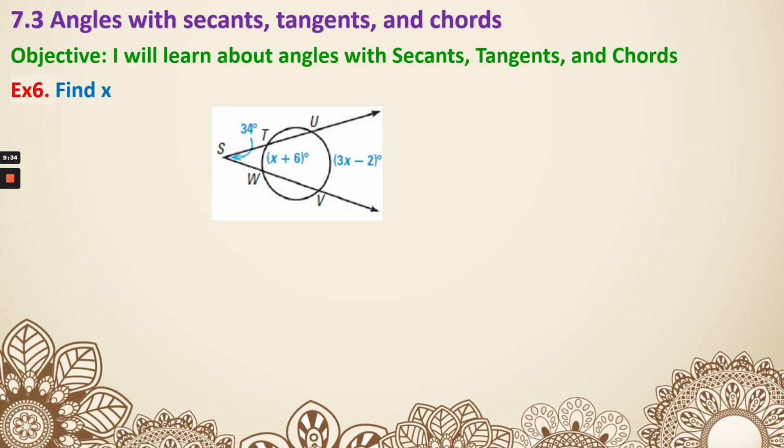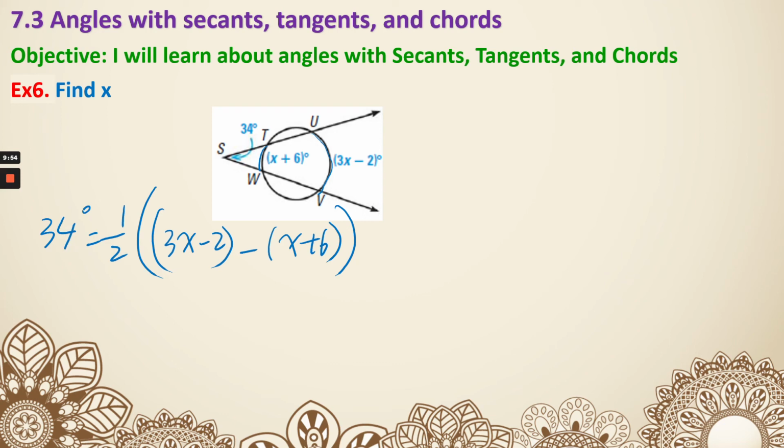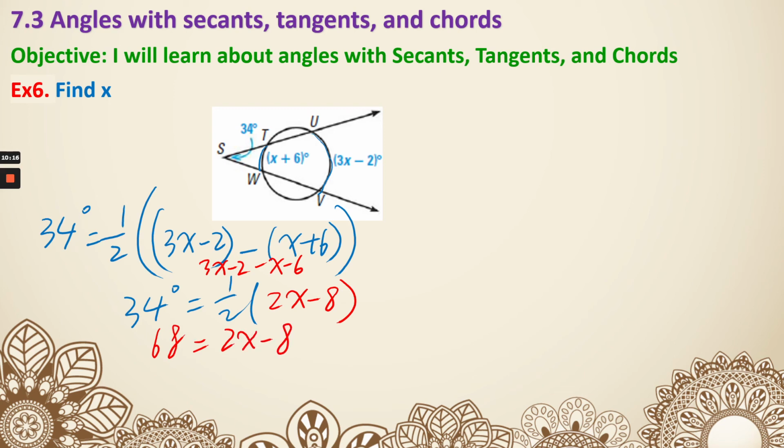Next, example 6. This time we're not given exact numbers, but we can form the same kind of equation. Further away arc subtracting the closer one, so 3x minus 2 minus the closer one, x plus 6. And the whole thing is going to be multiplied by 1/2, which is this angle, 34 degrees. So simplifying, that's 1/2 times 3x minus 2 minus x minus 6, which is going to give me 2x minus 8. So multiply 1/2 on both sides, or you can distribute the 1/2 in. Either way, 68 equals 2x minus 8. After solving, x is going to be 30.